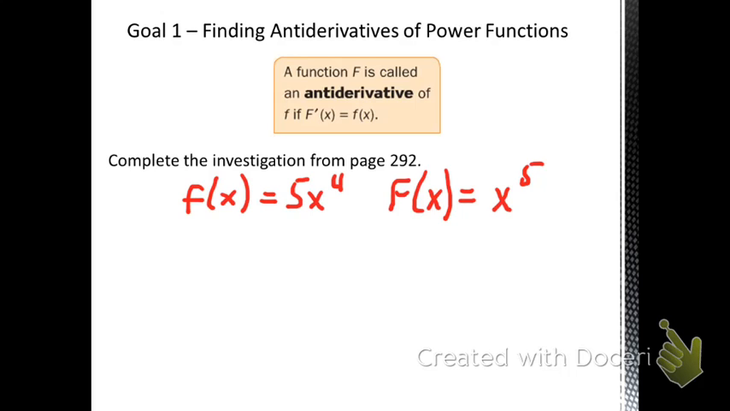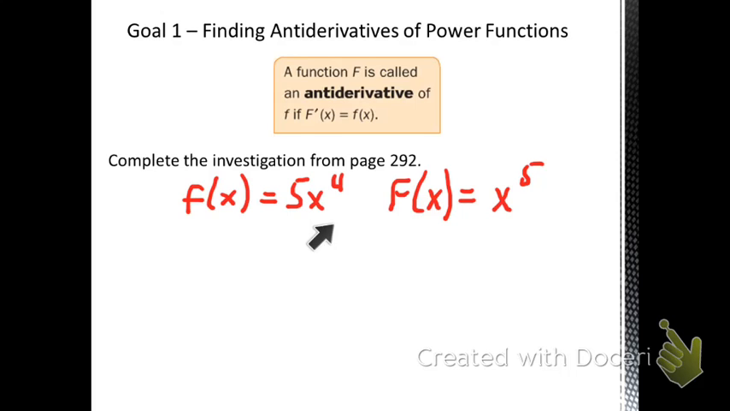Capital F of x is equal to x to the fifth power. And what we're saying here, well, let's just do a little confirmation. If you take x to the fifth power and you differentiate, move the 5 in front, decrease the exponent by 1, you would get 5x to the fourth power. So we're saying that this function is the antiderivative of the lowercase function f, because when you take the derivative of the capital F, it gives you lowercase f.